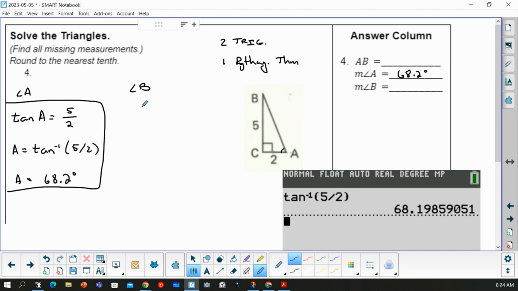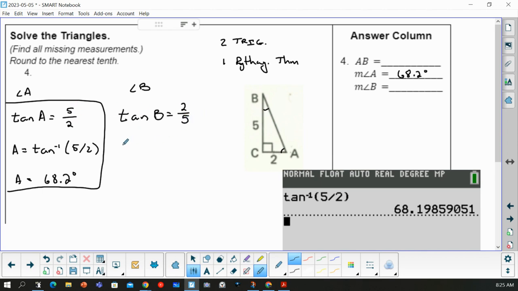Angle B, now, if I'm over here at angle B, from B, 5 is not the opposite from B anymore. It's the opposite of A, but from B, 2 is opposite, and 5 is adjacent to B. So now if we're focusing on angle B, 2 is opposite, 5 is adjacent. So it's still tangent because it's opposite and adjacent. But the opposite is 2, the adjacent is 5. So when I put opposite over adjacent, since I'm not at angle A, I'm at angle B, this ends up being the reciprocal of that one.